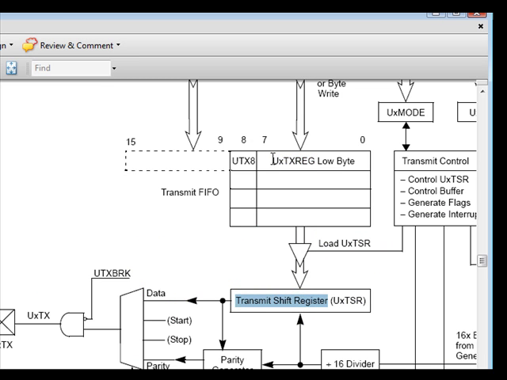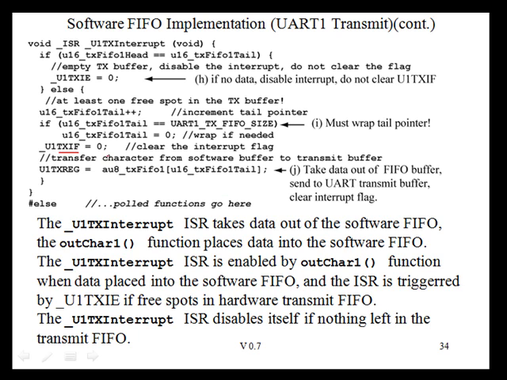When that occurs, that will imply that there's at least one free spot in this transmit FIFO. In that case, the flag is set to a 1. This interrupt is triggered. We read data out of our software FIFO and we write it to our transmit register. Meanwhile, the UART hardware is currently shifting out the data that's in the transmit shift register.